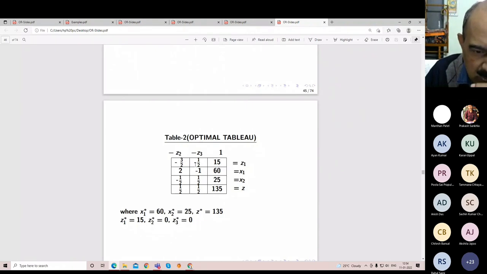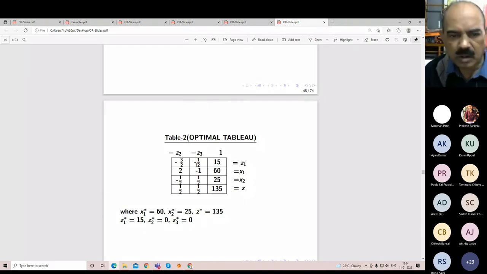There is a negative sign you are saying, in a positive sign. Yes, sir. Which row? Tell me again. First row, second column. Minus 1 by 2 instead of plus 1 by 2. Okay, that is okay, 1 by 2. All right. But no other change in the right hand side value.